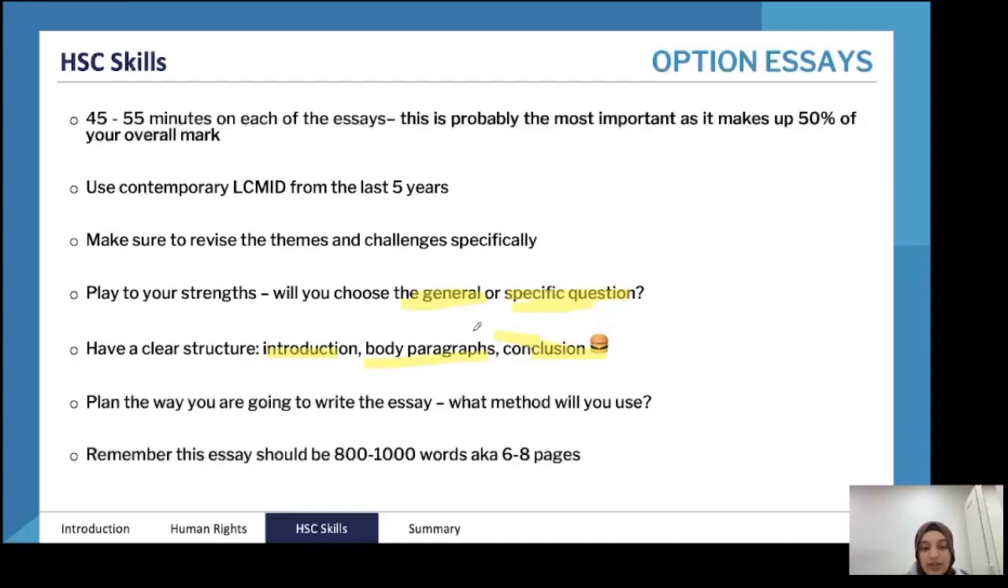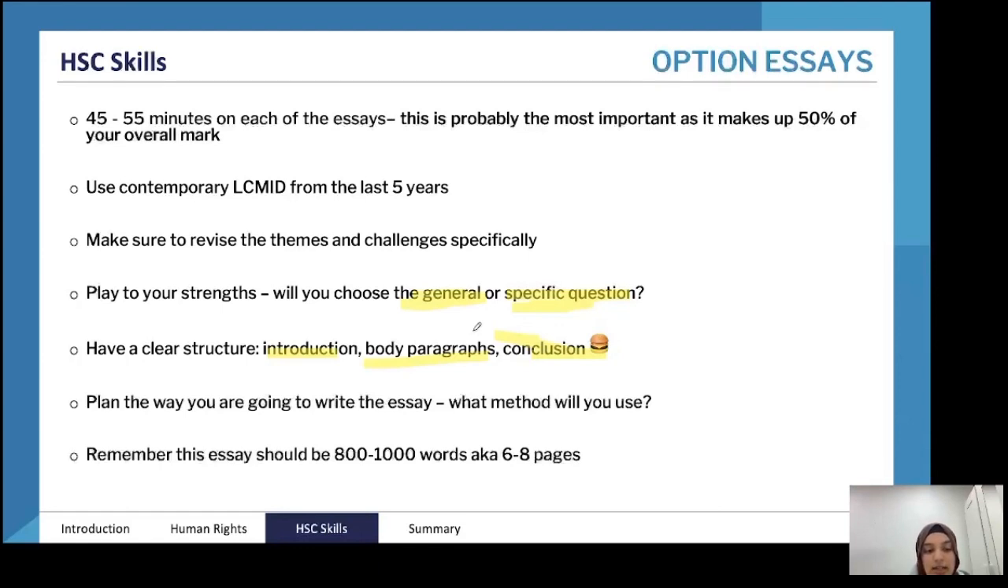Plan the way that you are going to write the essay. So what method will you use? Again, it can differ from the crime method that you use. It can differ from essay to essay depending on the question, but just have a think about it and have the different methods up your sleeve so you know exactly which one you're going to go for depending on the type of question that you're asked and depending on your knowledge and your understanding of it and the cases that you know for it, legislation, etc. And remember that this essay should be 800 to 1,000 words, so around 6 to 8 pages.